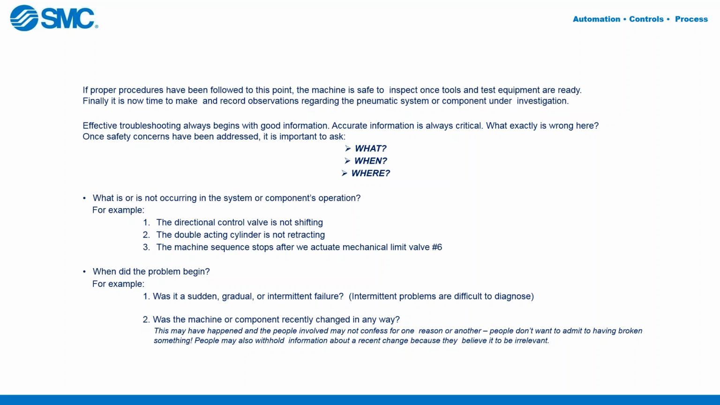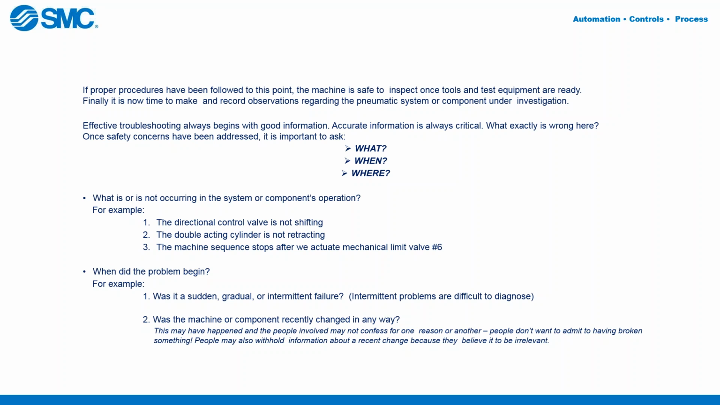And then some additional questions. When did it happen? Was this a sudden failure? Is it gradual? Was there anything that predicted it? Or is it intermittent? Intermittent's, of course, the worst. It never happens when you're watching it, right?